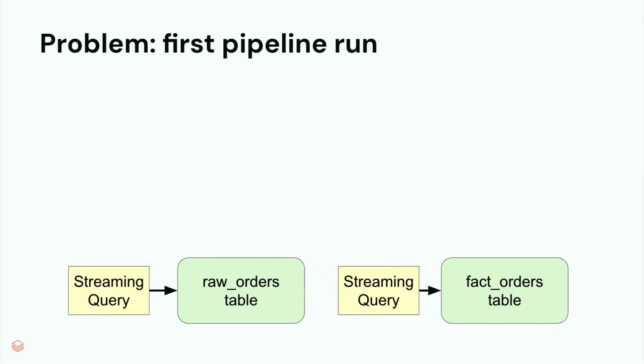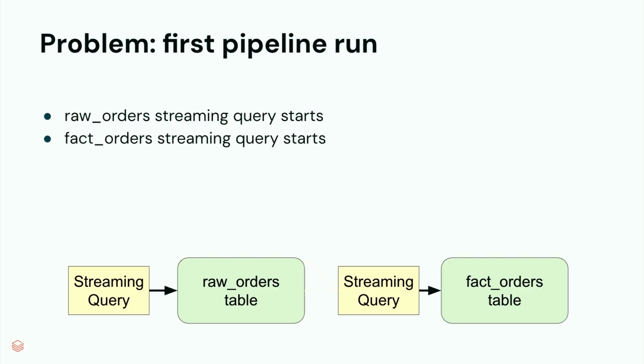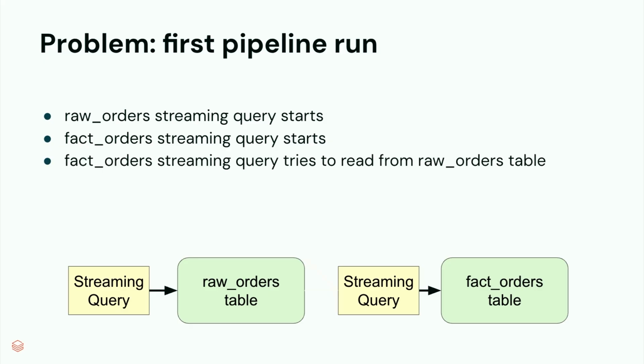So let's imagine it's the first time we're running our pipeline, and the tables don't exist yet. We run our script, and it first starts the streaming query that populates our raw orders table. This is an async operation, so the script immediately proceeds to start the streaming query that populates the fact orders table. The first thing that second query is going to try to do is read the latest data from the raw orders table. But remember, we didn't wait for anything to happen after starting the first query. So the raw orders table might not even exist yet. And this will cause an error.